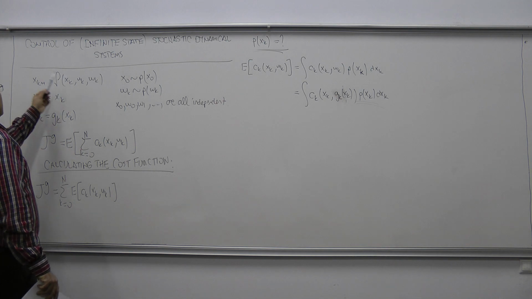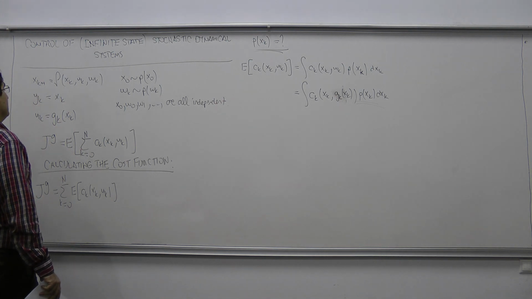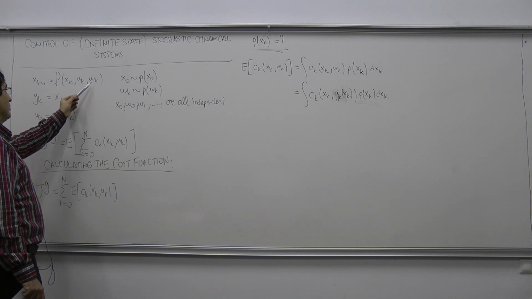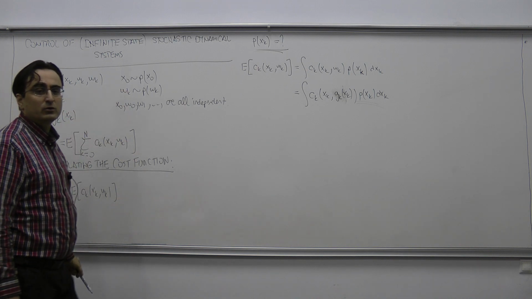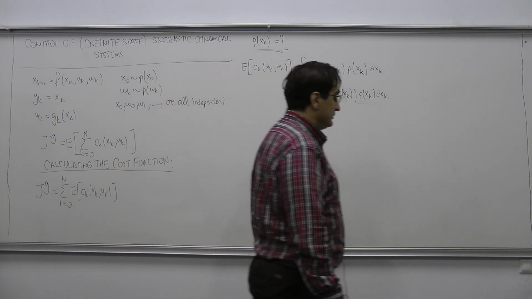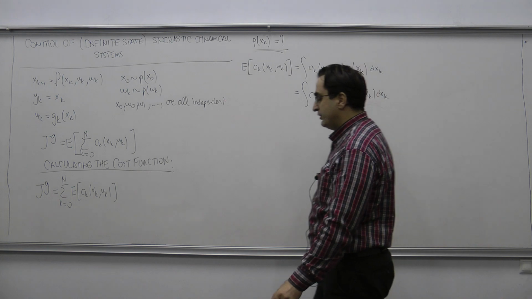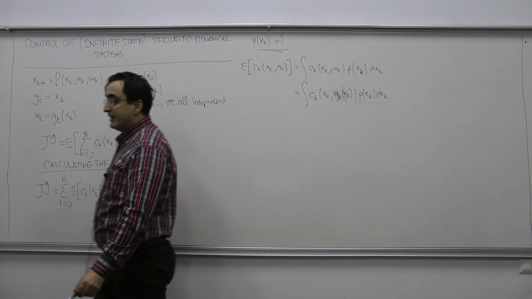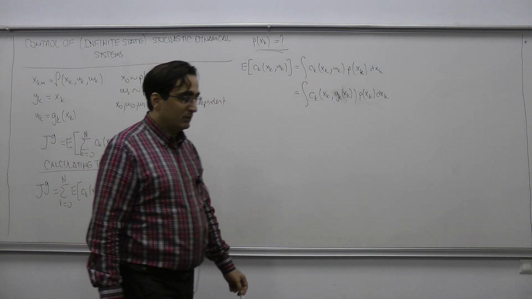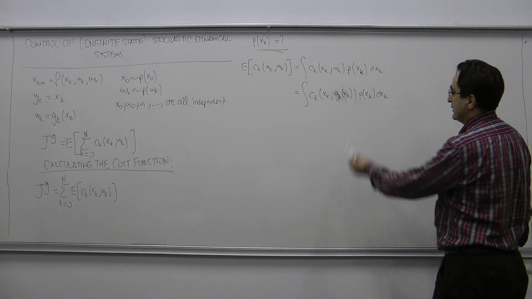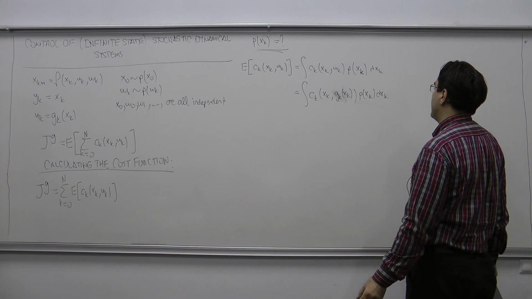Remember, if this function f is linear, and if we have Gaussian noises here, and with a Gaussian initial condition, then I can calculate all of these marginal, unconditional PDFs of the states as Gaussian distributions with some mean and covariance. And then I can take this expectation.